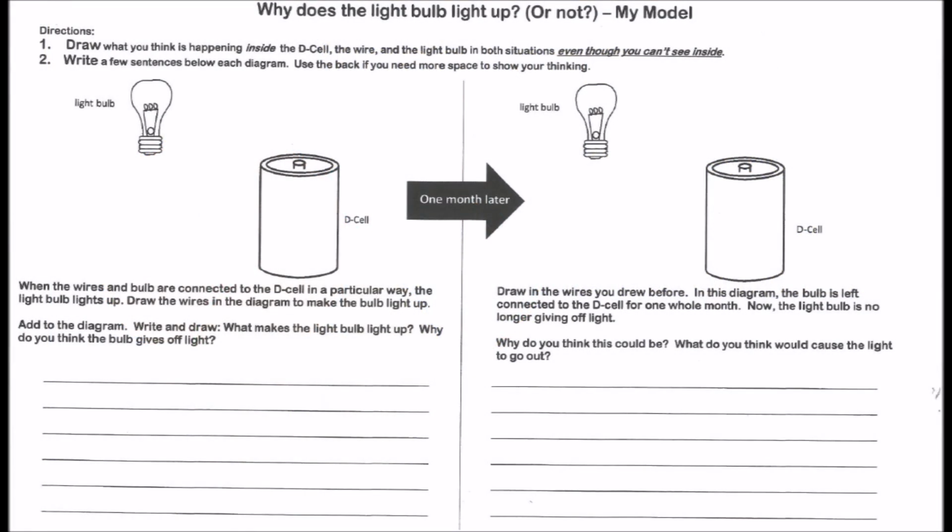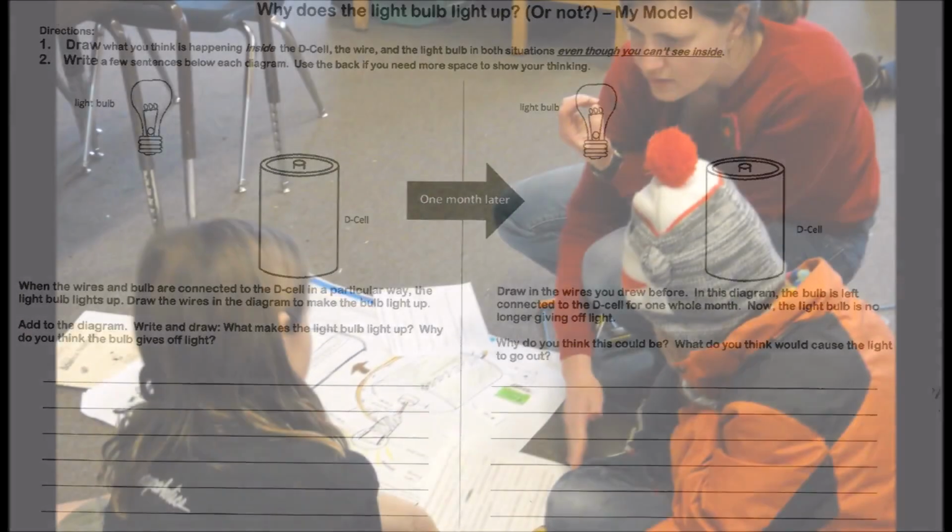This is the model scaffold students have been using since the start of the unit to reason about why and how a flashlight stops working. On the left side, students explain how a functioning flashlight works, and on the right side, how and why a flashlight would stop working if it were turned on for a month.